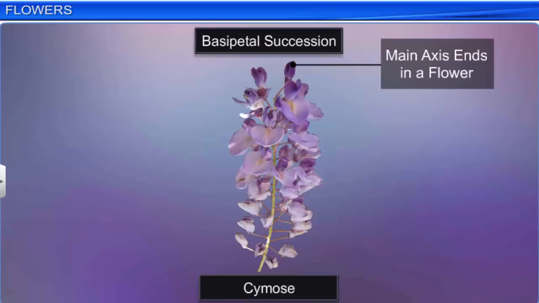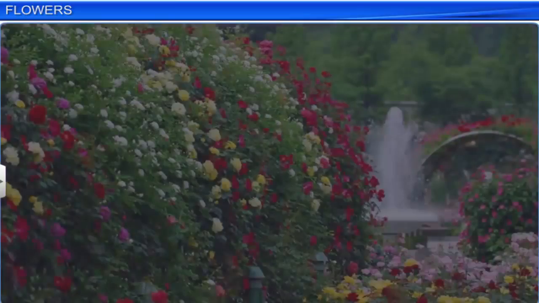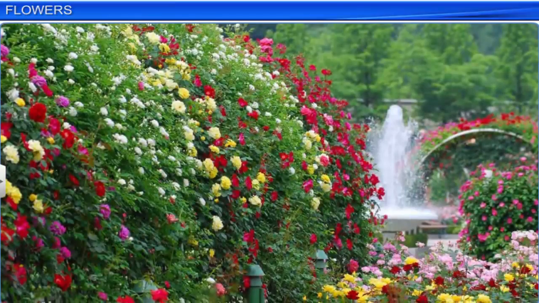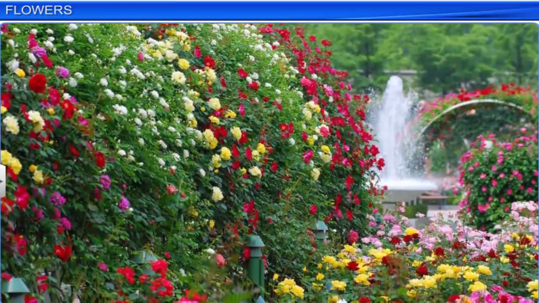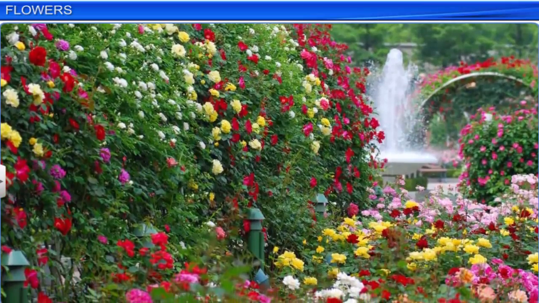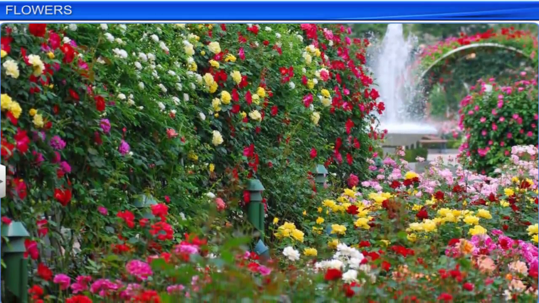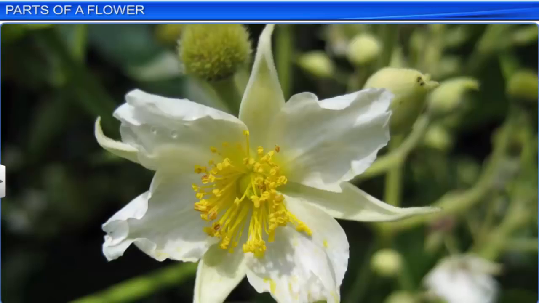Therefore, apart from being the most beautiful and attractive part of a plant, a flower contributes to the process of reproduction and helps in the perpetuation of species. A flower is the most beautiful and attractive part of a plant that contributes to the process of reproduction.